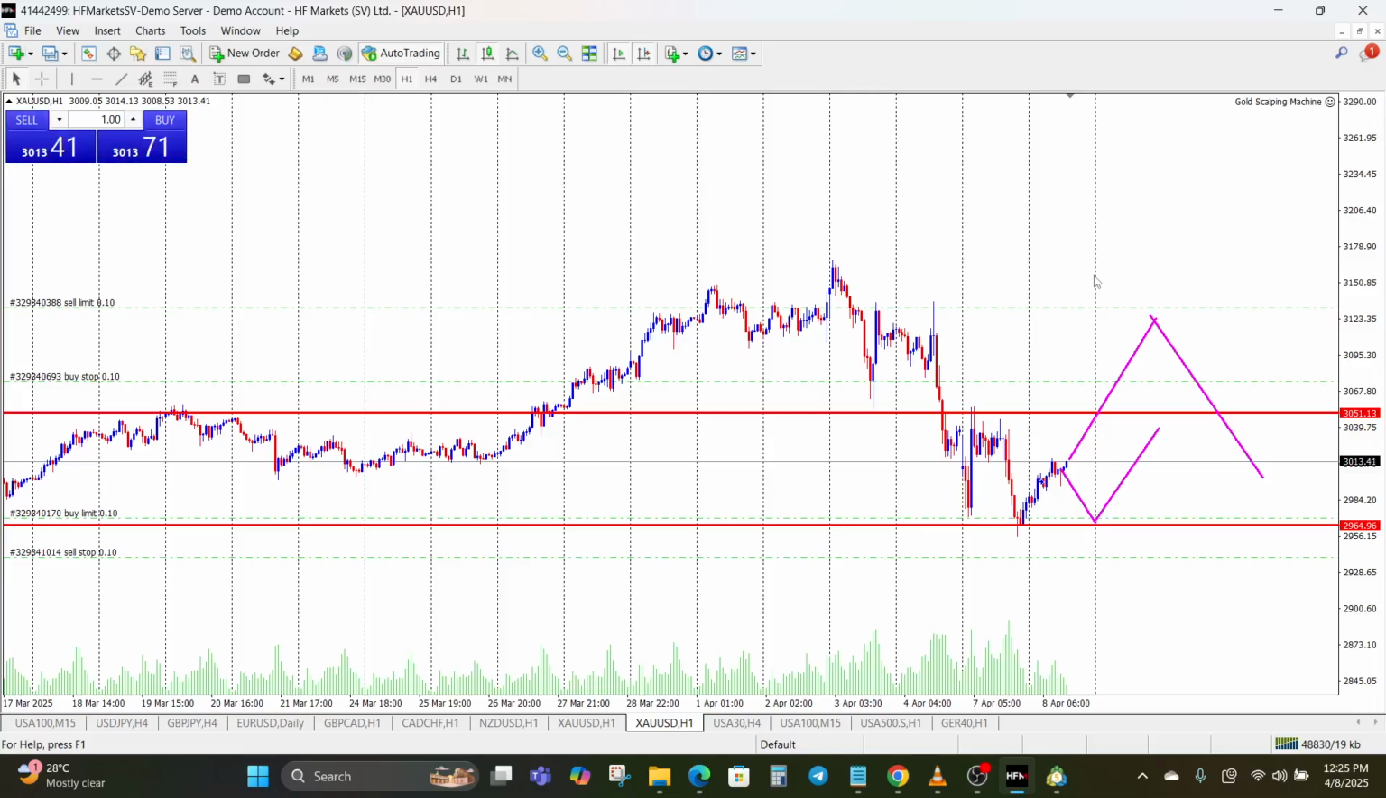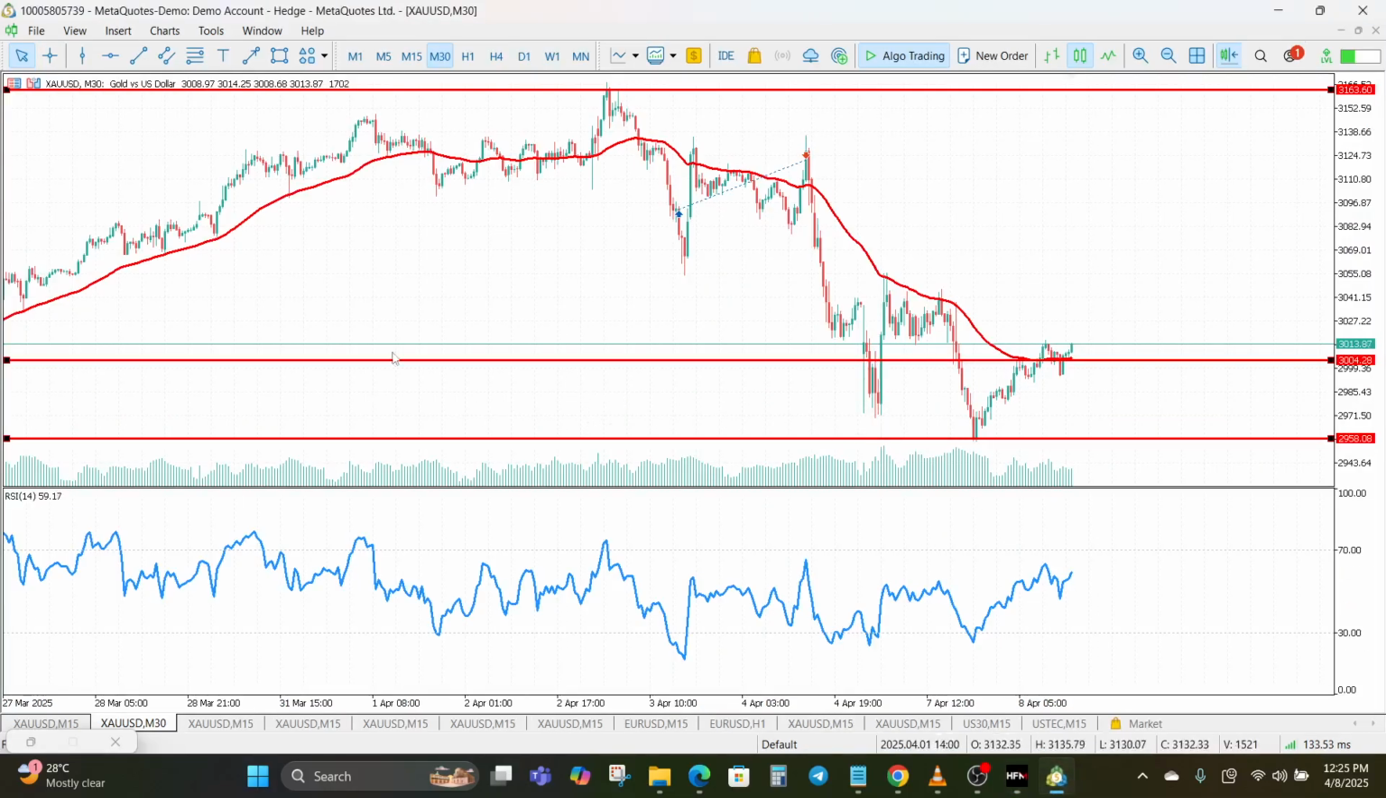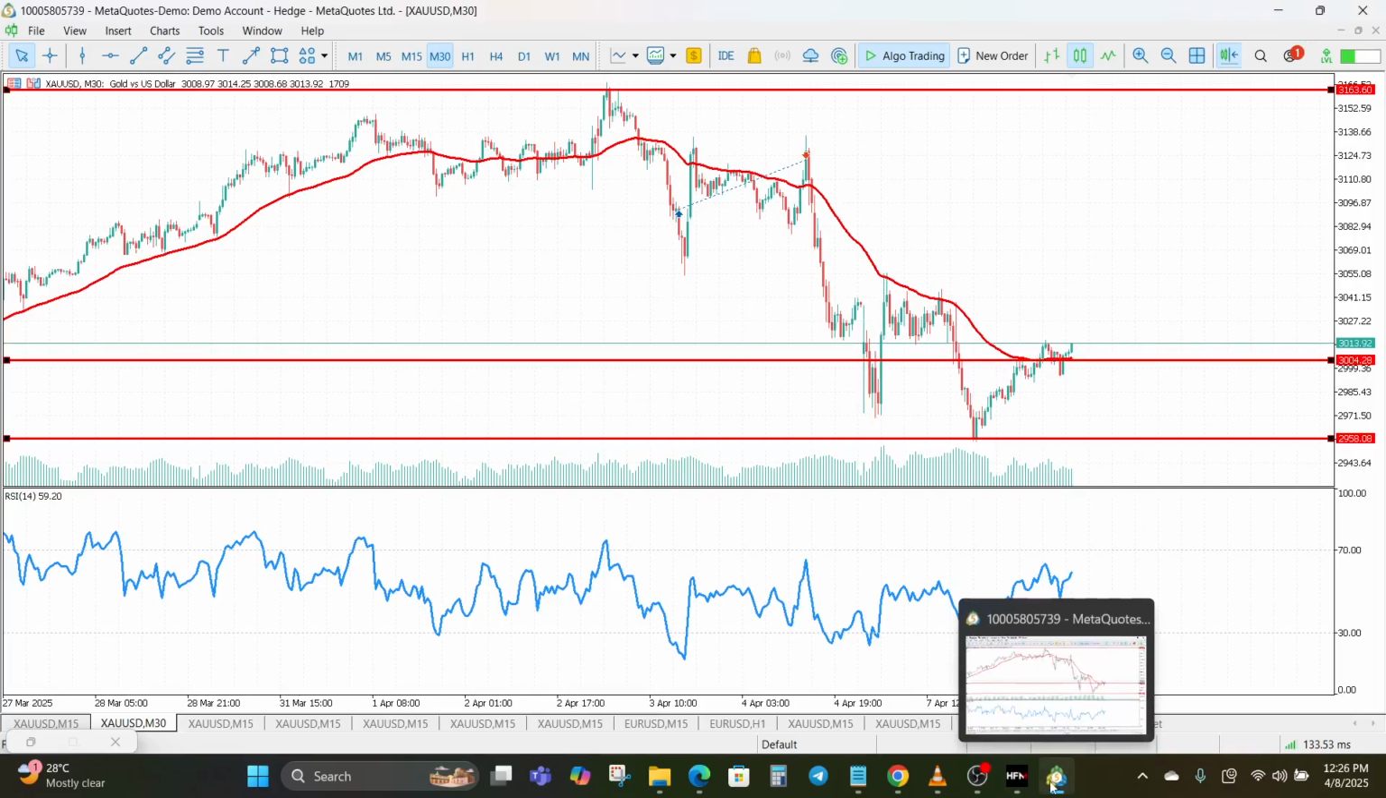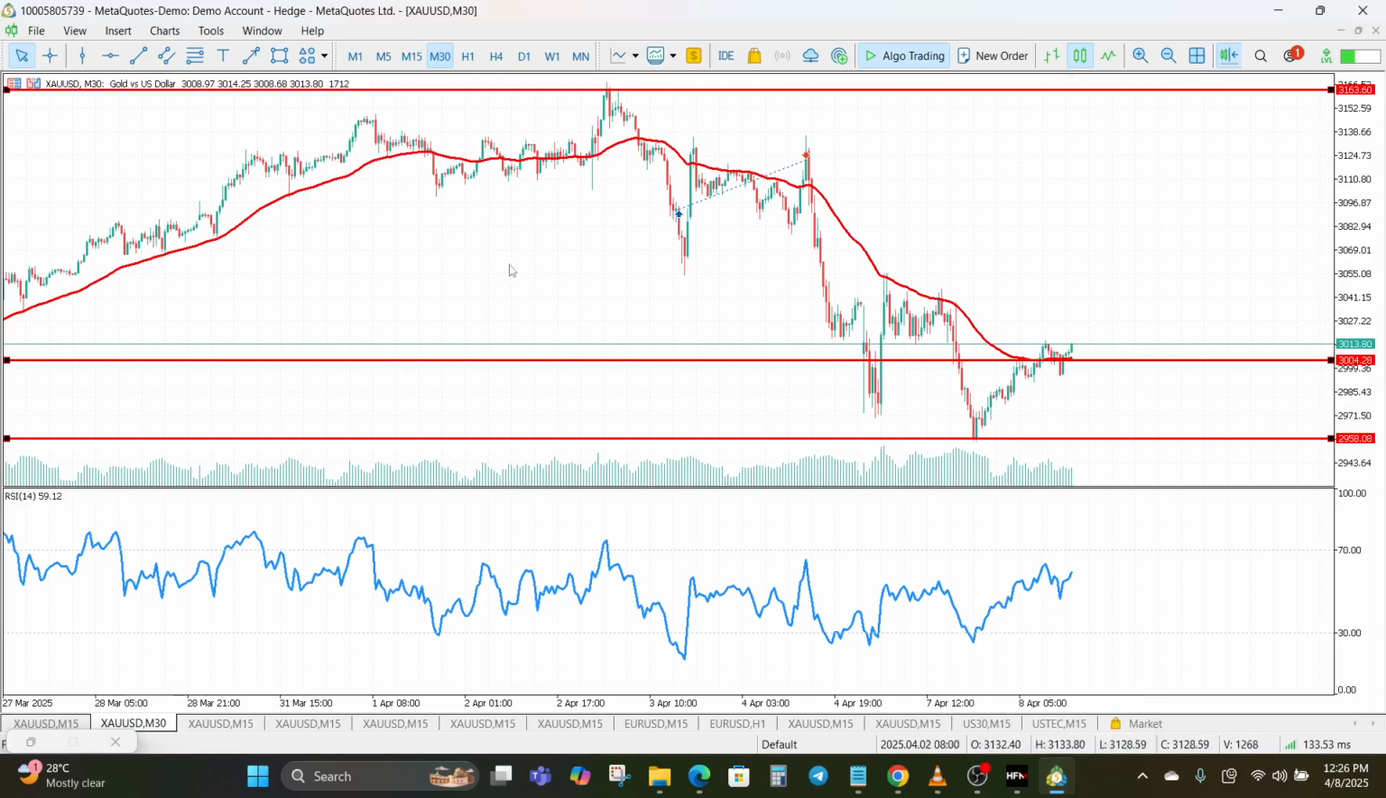And that wraps up this tutorial on how to place pending orders on MT4 and MT5. All that I have described on MT4, you can apply on MT5 as well. You can apply the same strategy on MT5.